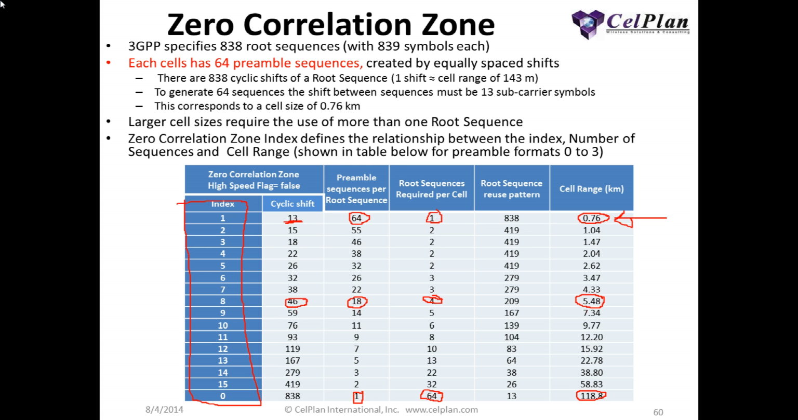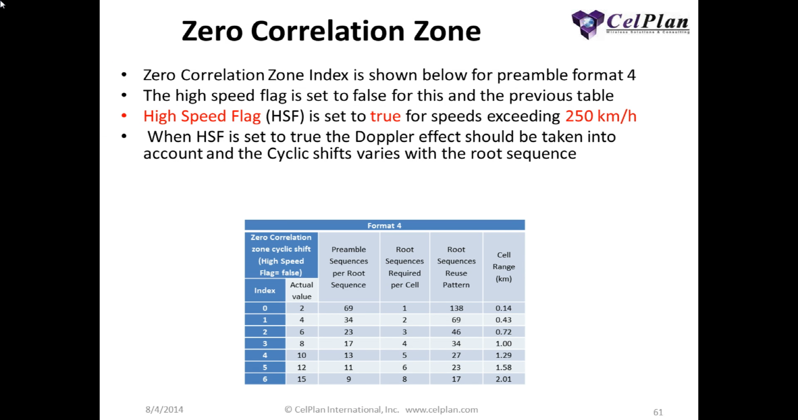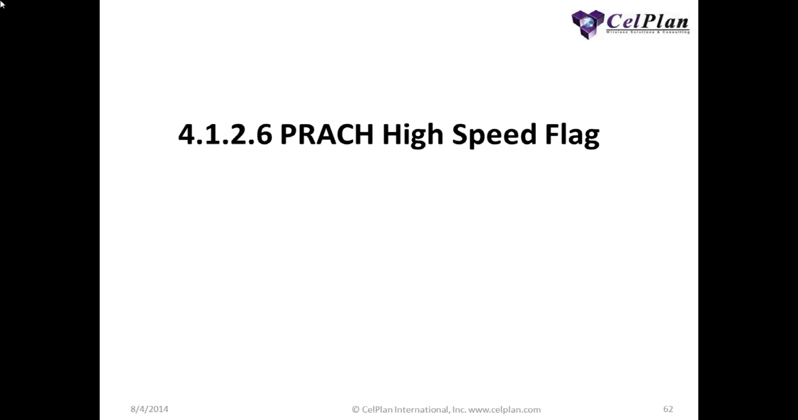Sorry, with a shift of 838, so I will have only one root sequence. And then this 3GPP has other tables that consider the high-speed flag. So in this case, it has an index that goes from 0 to 6 when the flag is true, but it's also based on cell range in kilometers.